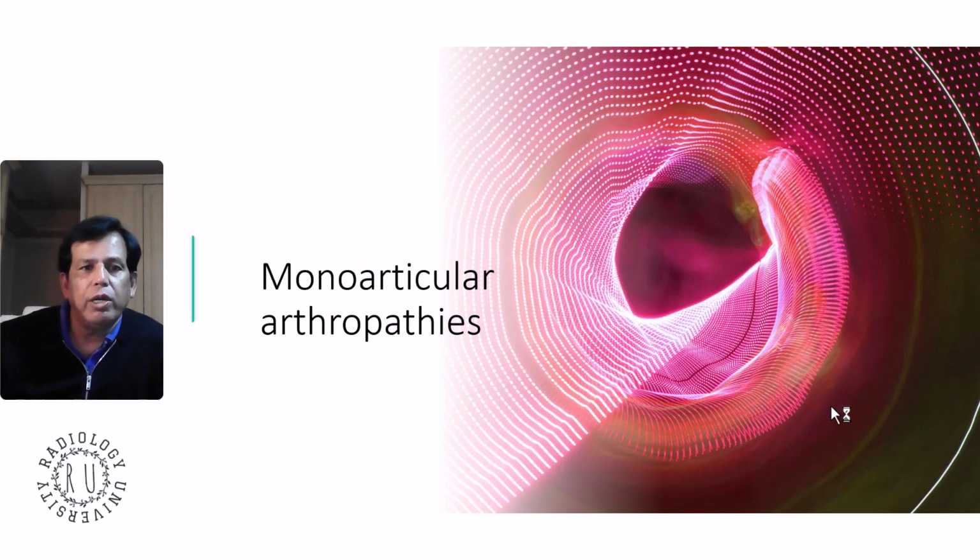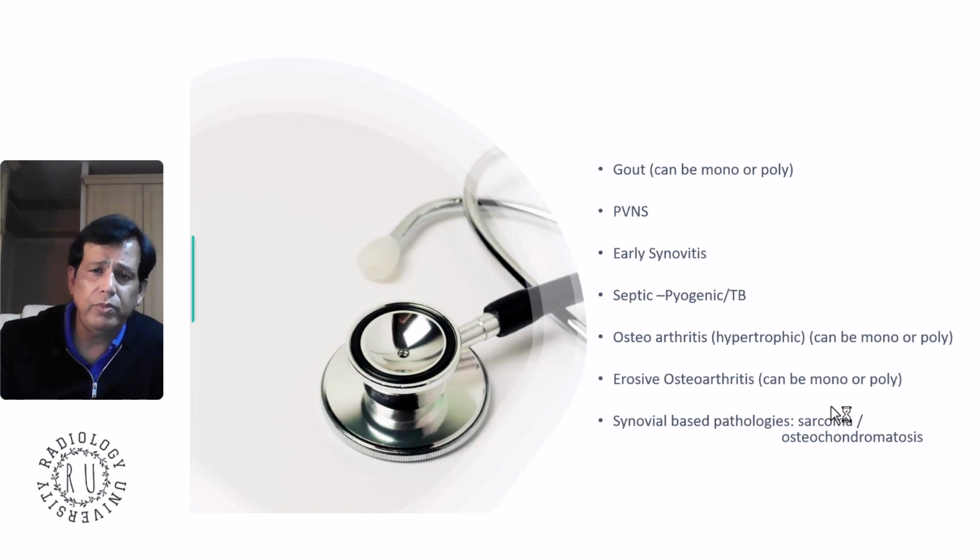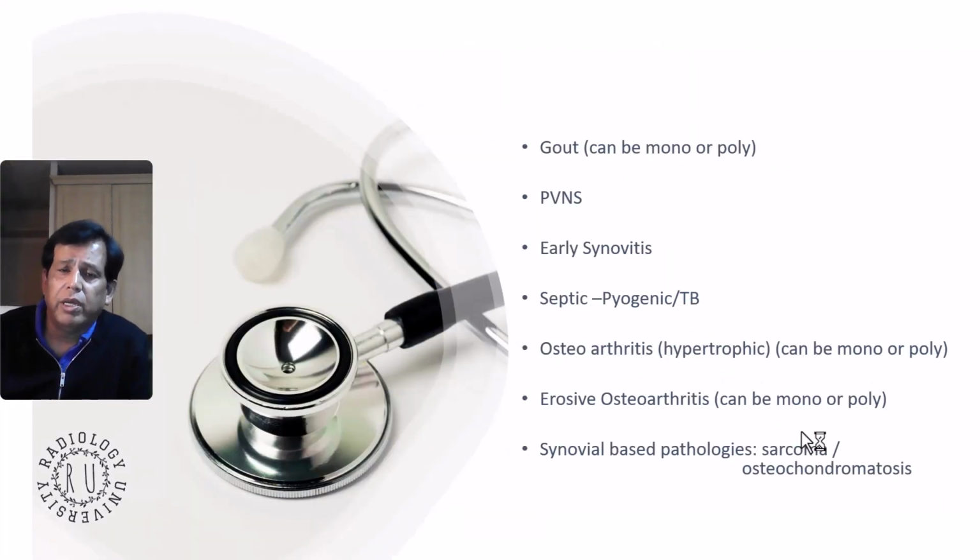So we'll start with monoarticular arthropathy. Monoarticular, as the name goes, is single joint. Single joint arthropathy or arthritis is called monoarticular arthropathy. You can see the causes on the screen. Mainly you get gout. Gout is also poly and mono, but sometimes you get early synovitis changes in monoarticular. You can get PVNS. Then very common is septic, like infective arthropathy, which is pyogenic or TB.